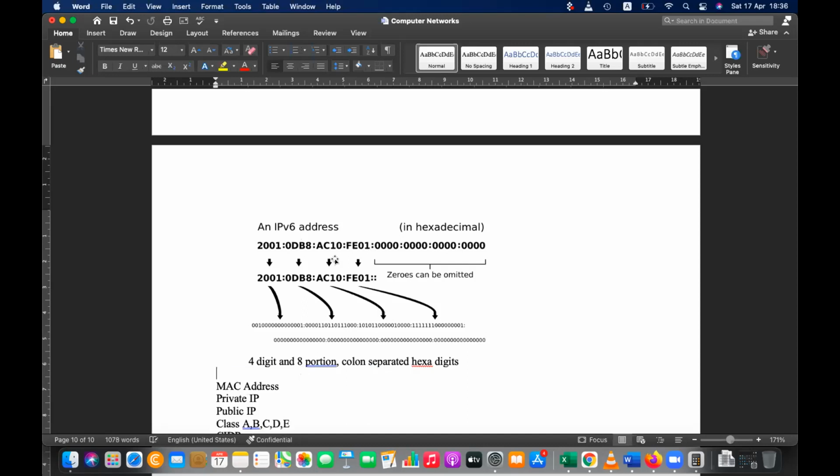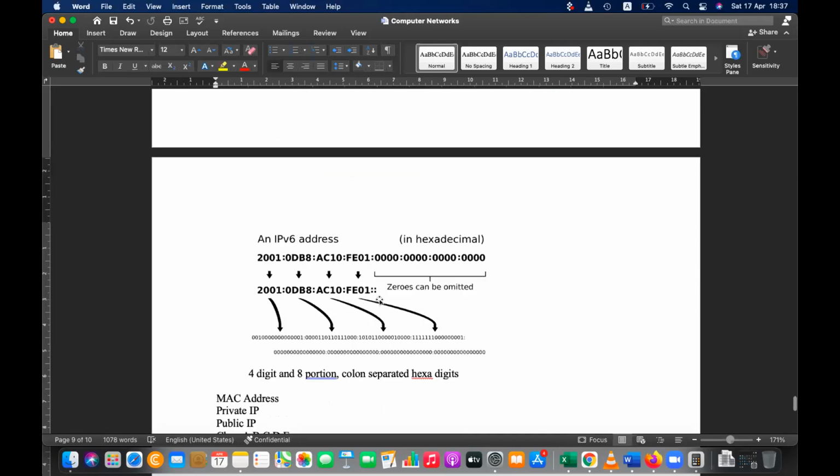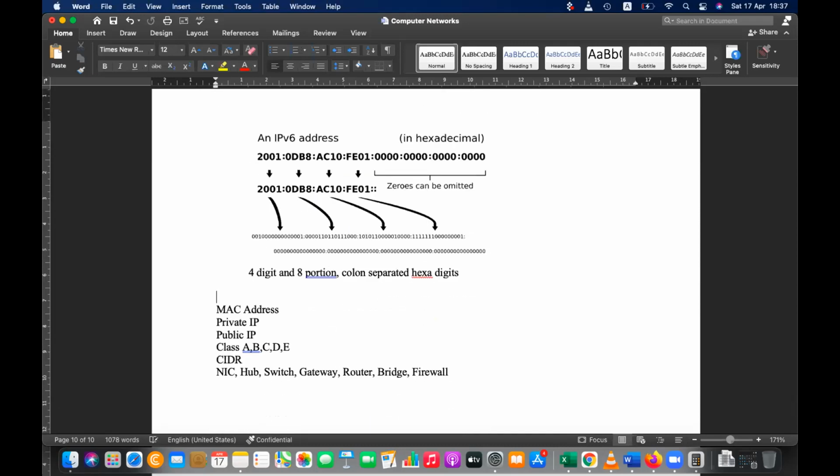So this has a shortened format where you can omit the zeros and write like this. If you have more zeros, you can omit them and write a double colon. That is the short format of writing this. Okay, I think now you have a clear idea about IP addressing, what is an IP version 4 address and what is an IP version 6 address.